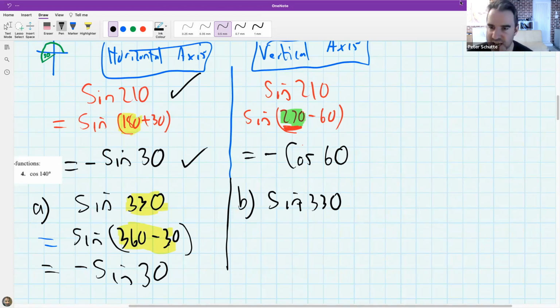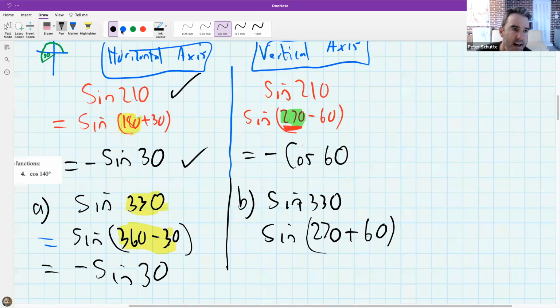Is anybody willing to share on B? How would you do B? So it's sine 330, but now we're using the nearest vertical axis. Let's go to Matete. Matete, what would you do? Can you hear me? So I think maybe we've got some audio issues. I think Matete would have said something like 270 plus 60.